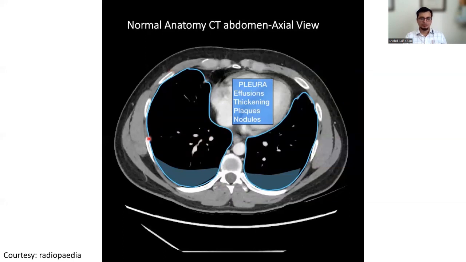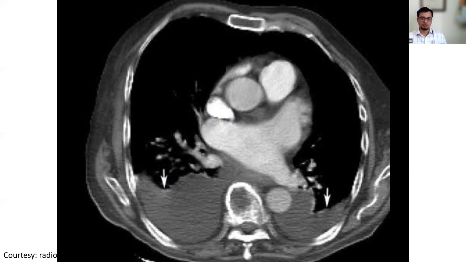So the outer layer of the lung, you can see, is the pleura. So various pleural pathologies may be observed outside the lung border, like effusions, thickening, plaques, and nodules. The effusion will be located here on the posterior-most side.